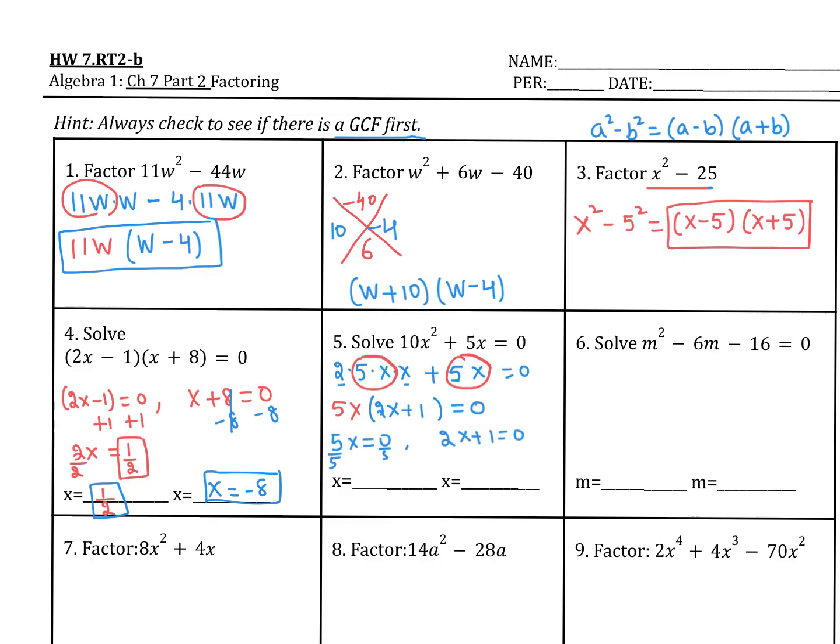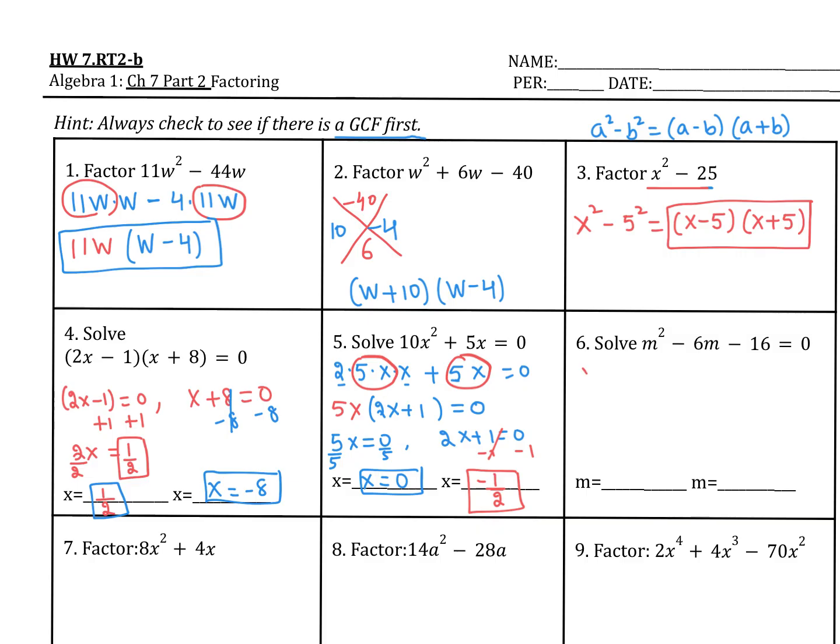When you divide this by 5, you get x equals 0 for the first one, and for this one you subtract 1 on both sides and divide by 2, you get negative 1 over 2. So when the equation is equal to 0, then you have to solve for the x value. When the equation is just an expression like above, then you just find the factor and stop there.